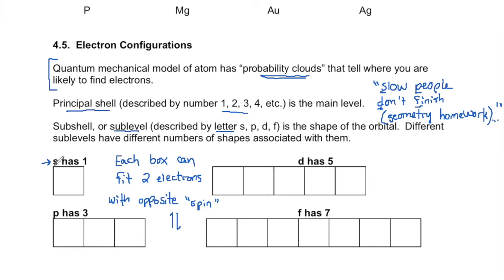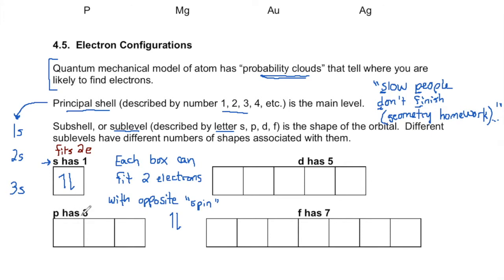Anything that's an S only has one of these boxes. So the 1s orbital, the 2s orbital, the 3s orbital, any one of these s orbitals, the 1, 2, and 3 being the main level. So the main level 1 has an s orbital, the main level 2 has an s orbital, and so on. And each of these s orbitals has one box and can fit 2 electrons. So we'll just put that s orbitals can fit 2 electrons.